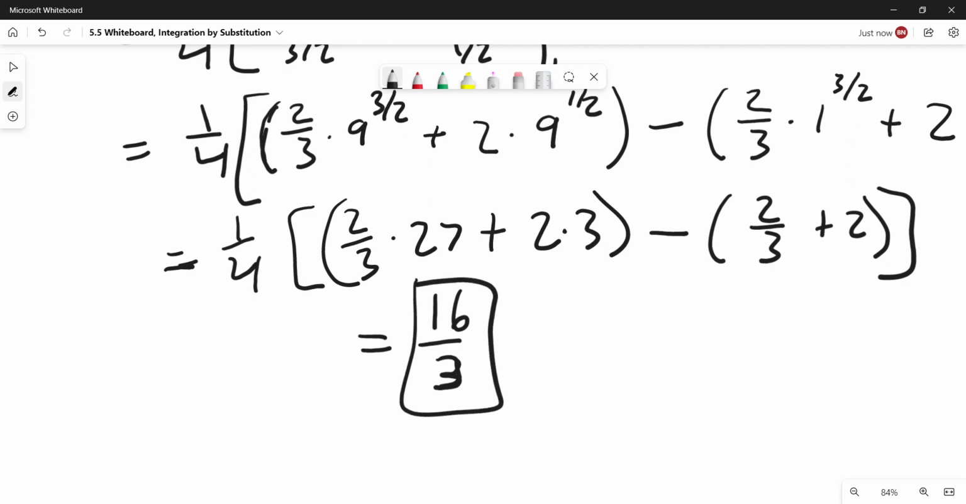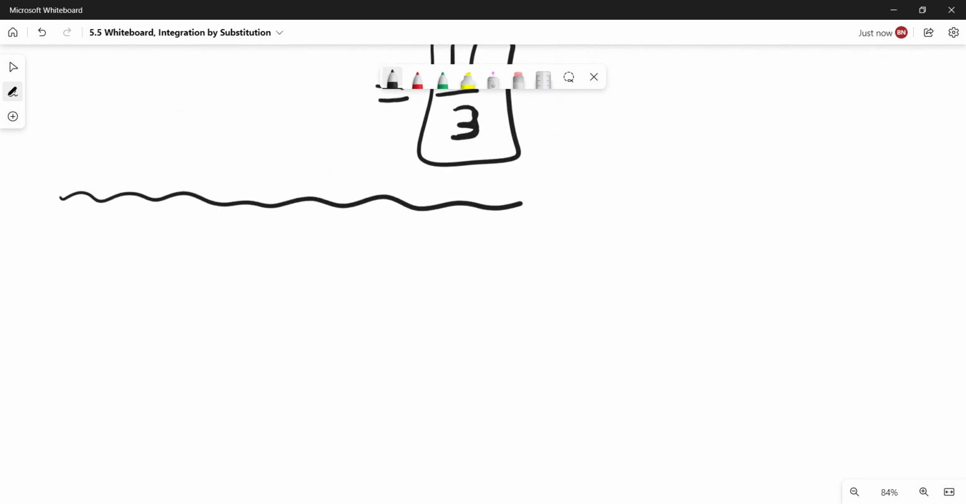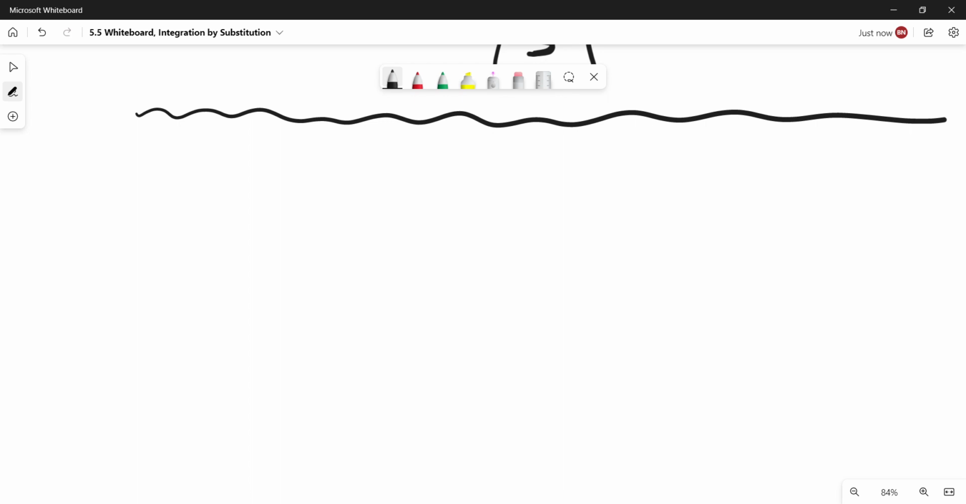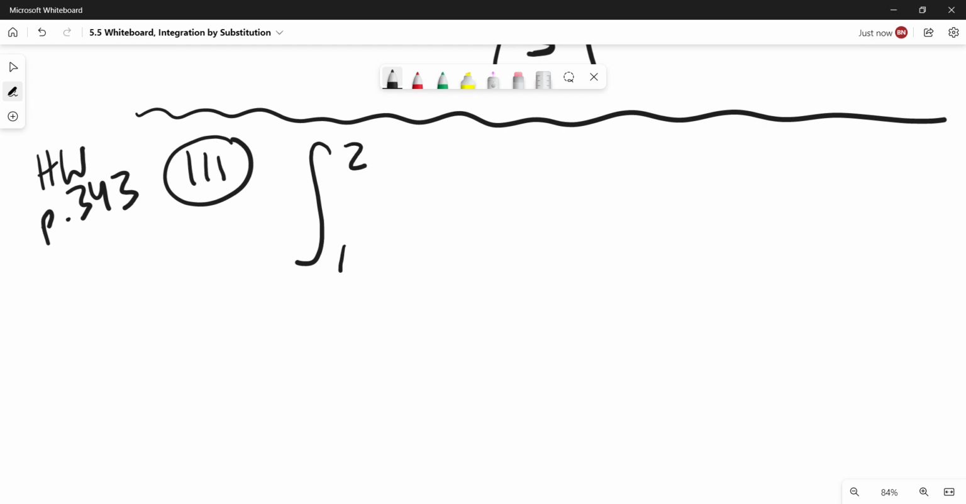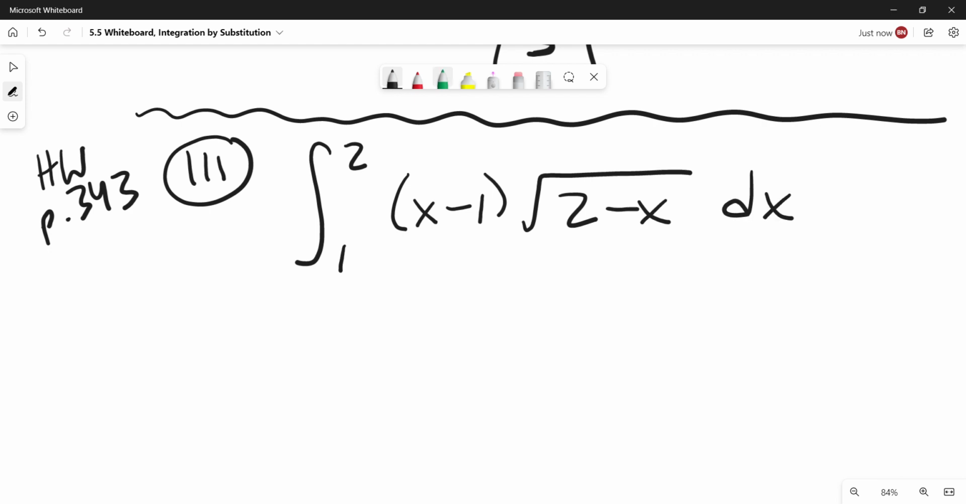Okay. The last one I'm going to do, or at least get you started on, is homework number 111. Homework page 343, number 111. All right, this one's just tricky. The integral from 1 to 2 of x minus 1 times root 2 minus x dx. Again, we get this one started. It's pretty obvious that this has to be the inside function.